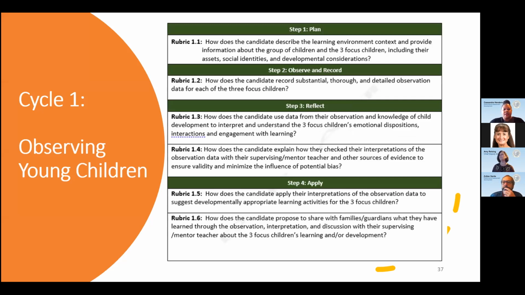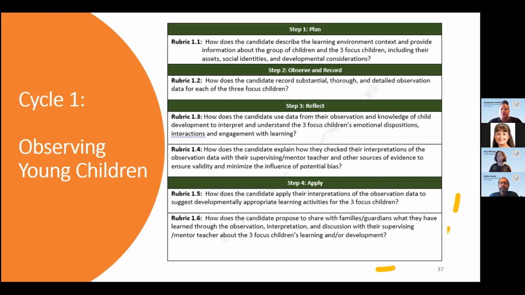Okay, for cycle 1, observing young children, there are 6 rubrics. In step 1 plan, there is 1 essential question and 1 rubric. How does the candidate describe the learning environment context and provide information about the group of children and the 3 focus children, including their assets, social identities, and developmental considerations? In step 2, there is 1 essential question and therefore 1 rubric.